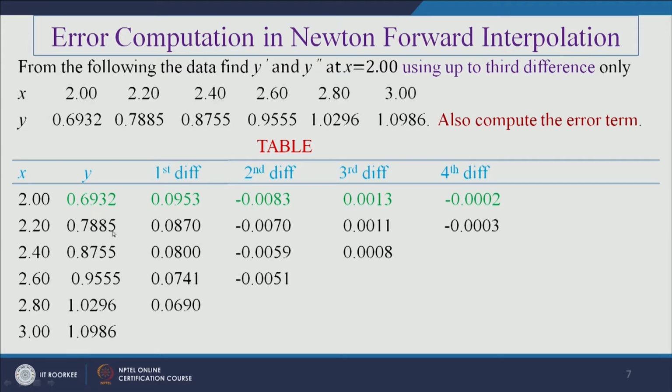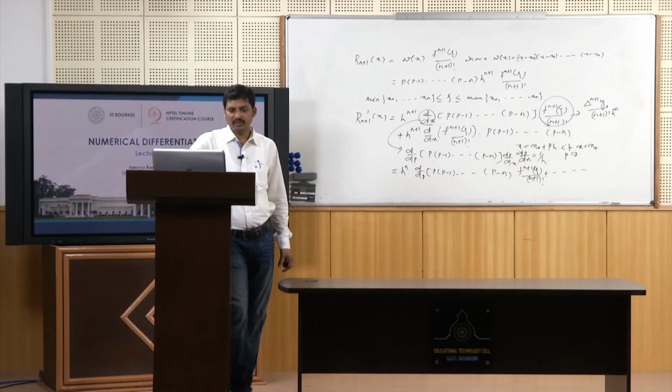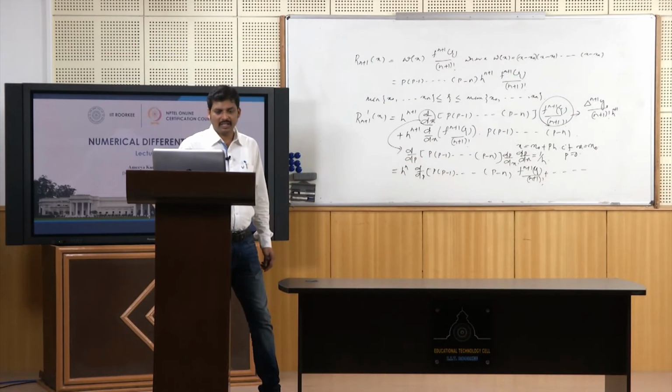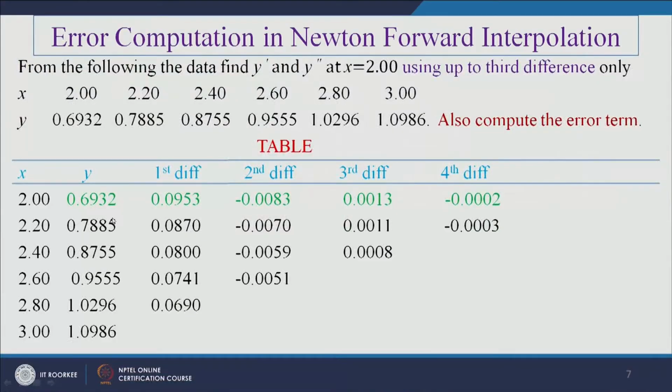Then the first differences, if you compute here, that is the difference of 0.7885 minus 0.6932. Since we have already derived a lot of these forward difference approximations in tabular form, it is easy to compute, since we just take the difference of two corresponding tabular values associated with each other. So, 0.7885 minus 0.6932 gives you 0.0953. The difference of 0.8755 minus 0.7885 gives you 0.0870.